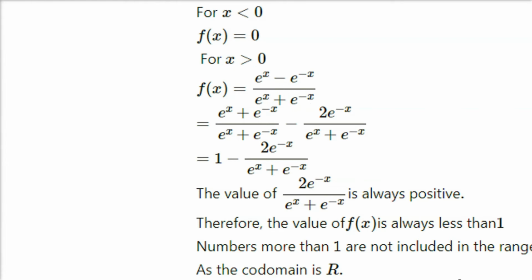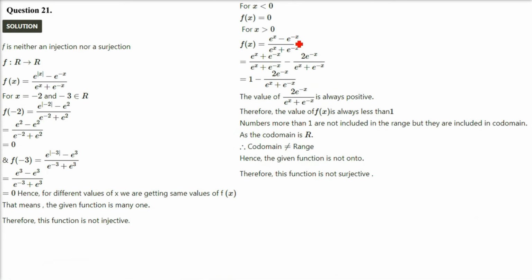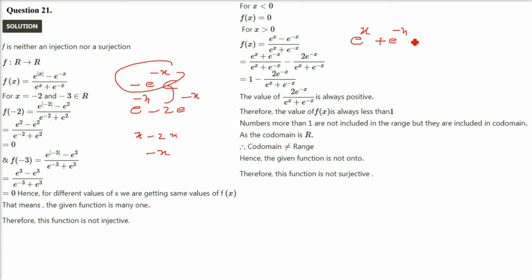See, e^x minus e^(-x). Let us write negative e^(-x) as e^x minus 2e^(-x). That is minus e^(-x). Why not write it as e^(-x) minus 2e^(-x)? That would be minus e^(-x). Same thing. If I write x minus 2x, it will be minus x. Same thing we are doing here. So we can write this as (e^x plus e^(-x) minus 2e^(-x)) divided by (e^x plus e^(-x)).